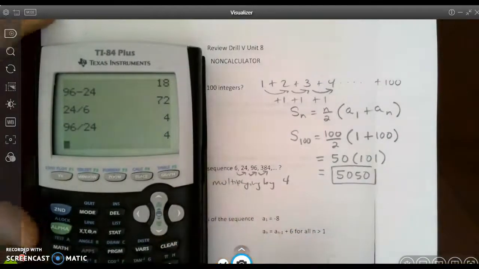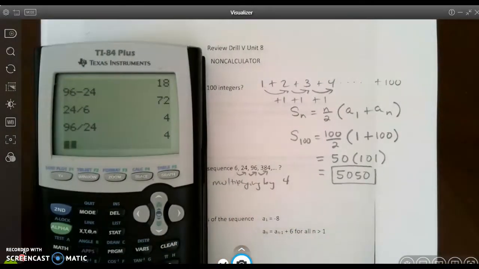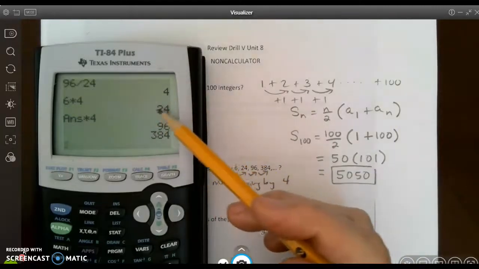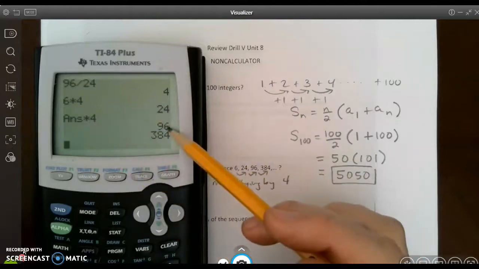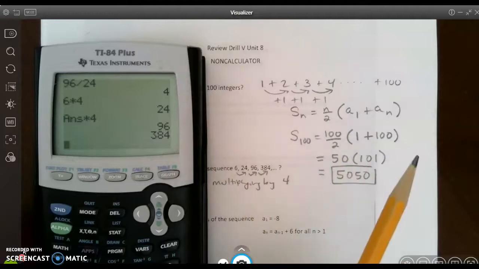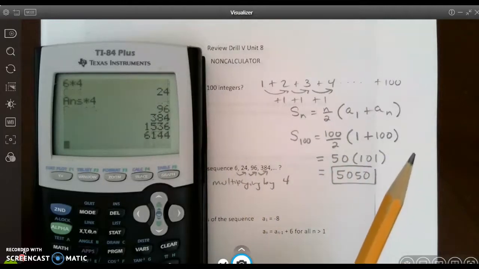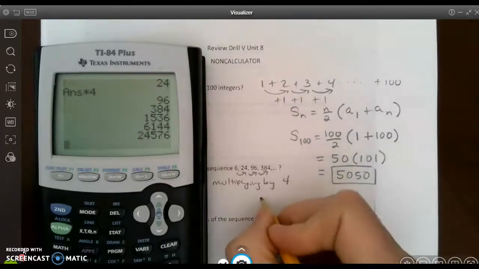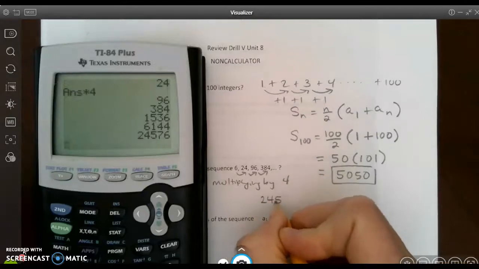I could just keep going if I wanted to. So there's 2 ways to do this. I'm going to show you both. We have 6 times 4 is 24, times 4 is 96. And then you can just start hitting enter, because once you do something in the calculator 2 times in a row, it recognizes it as a pattern. So that's the 4th term, 5th term, 6th term, 7th term. And I could just do that.